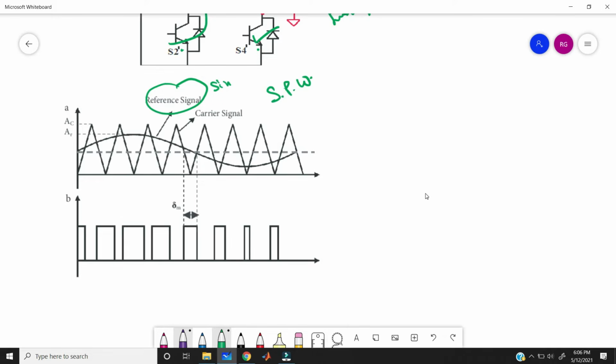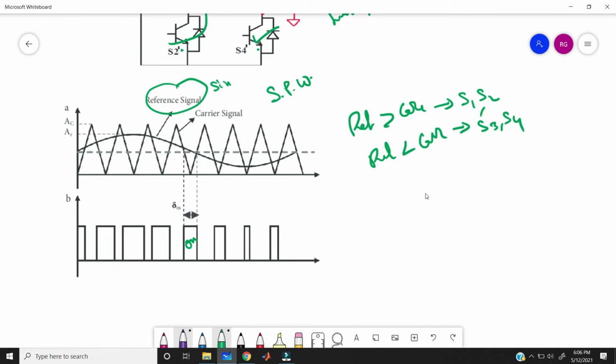Okay, here we are giving the conditions. Whenever the reference wave is greater than the carrier wave, then we need to turn on the switches S1 and S2. Whenever the reference wave is less than the carrier wave, then we need to turn on the switches S3 and S4. Okay, here in this condition you can see this sine wave, nothing but the reference wave, is greater than the carrier wave, right? Then we need to turn on the switches. That's why I am giving the on condition here.